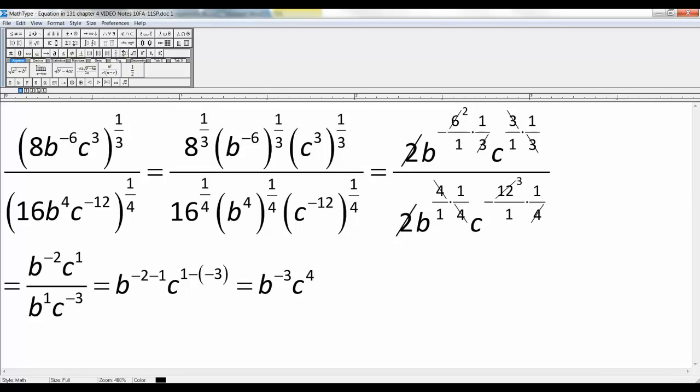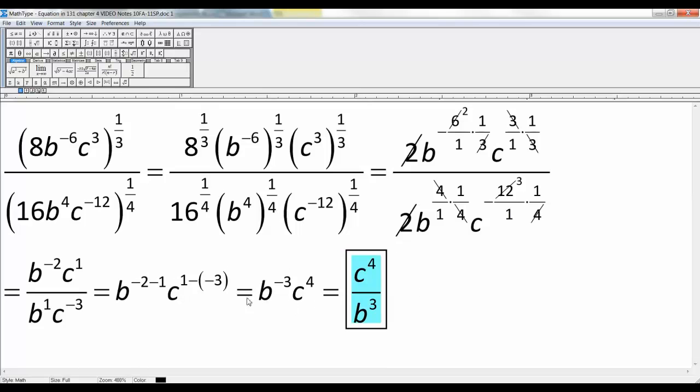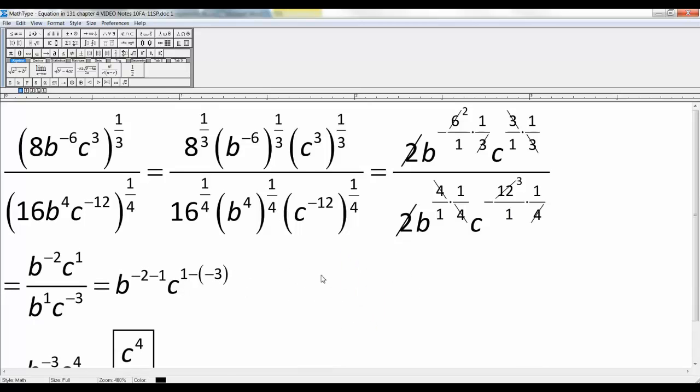Now you're not allowed to leave negative exponents in your final result, because that's not simplified. So you put c to the 4, b to the negative 3. Oh gosh, not negative 3, that was a mistake. B to the 3. Because when you move it down, you get rid of that negative exponent, because that's the definition of what a negative exponent is.